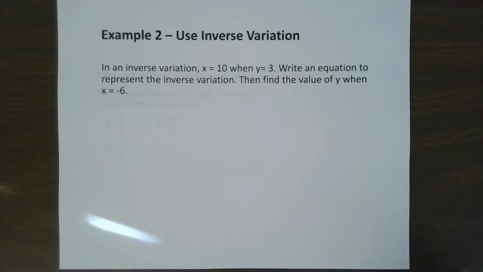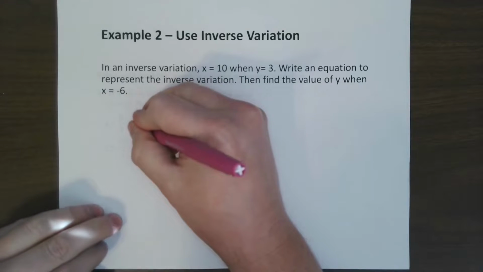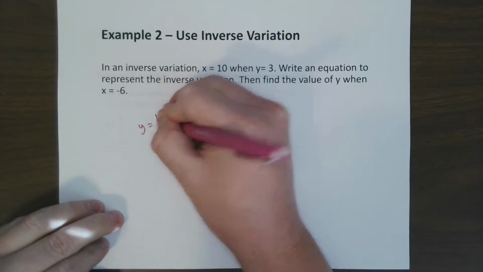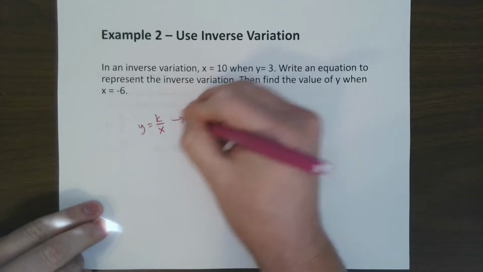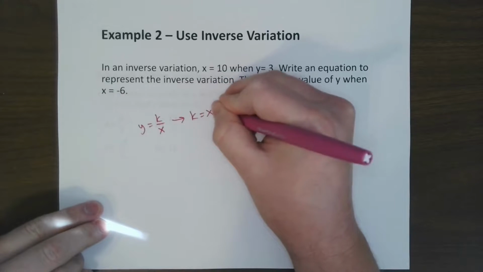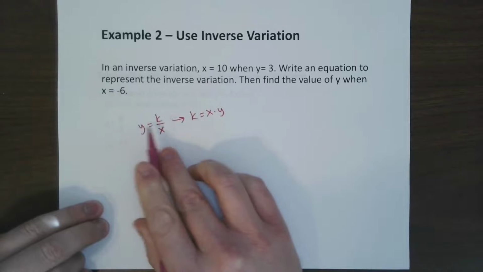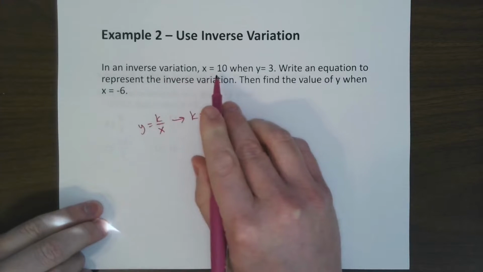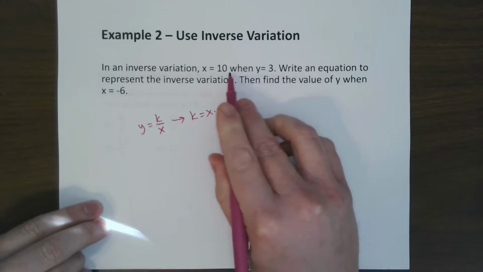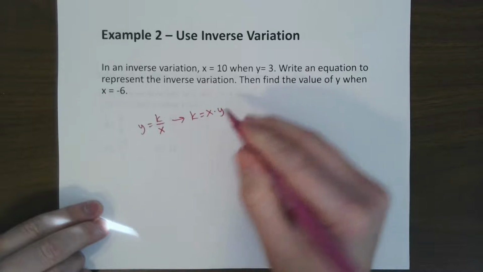So how do we use inverse variation? Well, we know a couple things. We know the formula is y equals k over x. And you can rewrite this as k equals x times y. So first we have to find k, and then we can find the formula. It says in inverse variation, x equals 10 when, that's the key word, y equals 3. So that's our x and y we're going to use here.